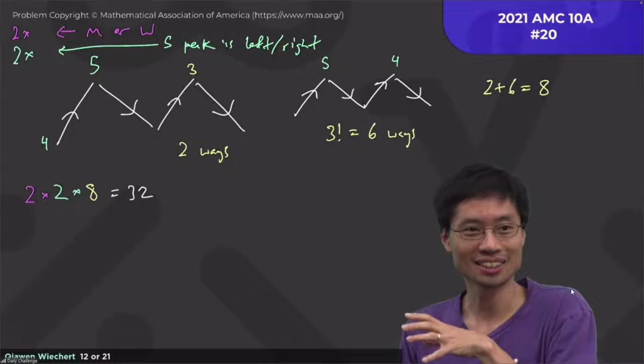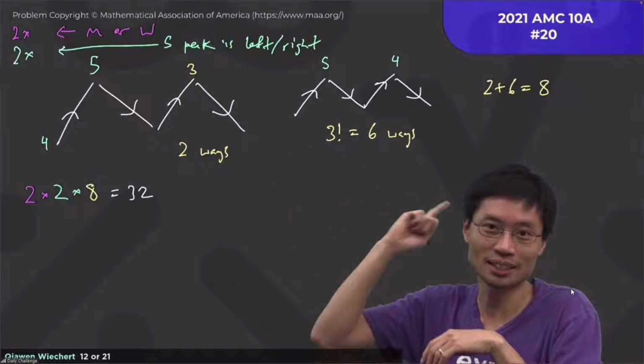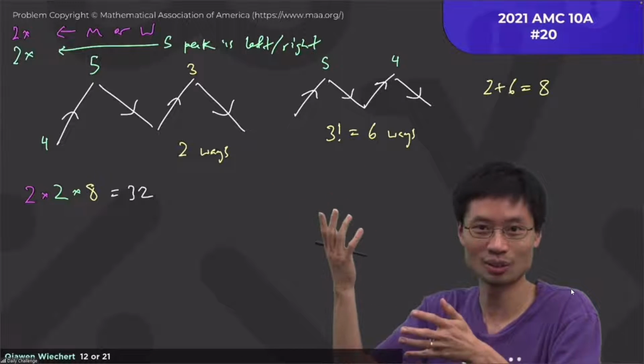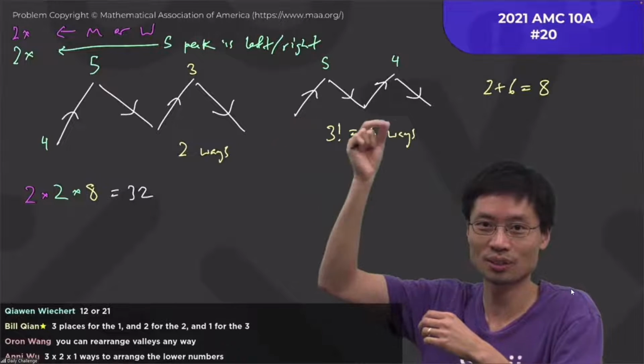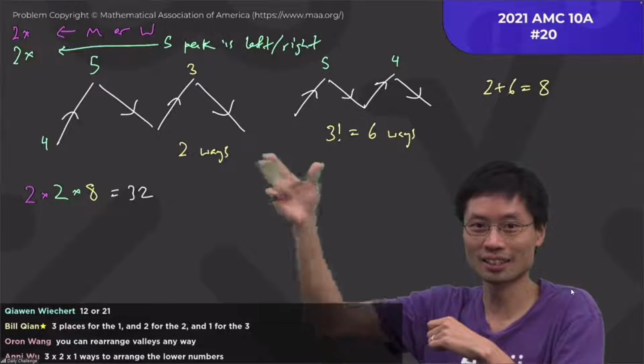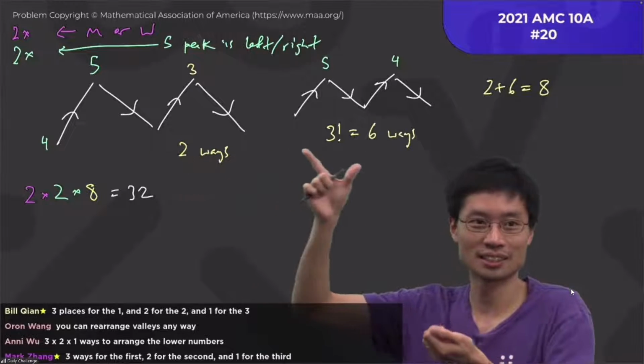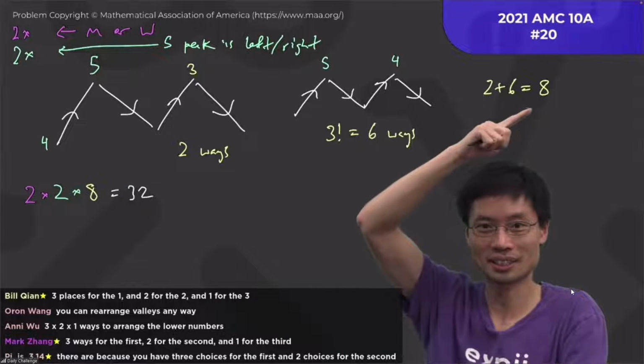Yes, good. I see a bunch of people saying, because there are these three lower numbers, the 3, 2, and the 1, and they can be rearranged any way that I want. So there's 3 factorial, which is equal to 6 ways of rearranging the bottom numbers. So now I got this. Let's finish the problem. There's 2 ways to do that case. There's 6 ways to do that case.